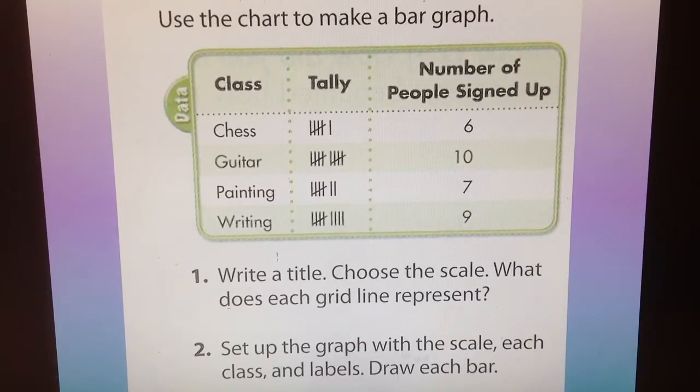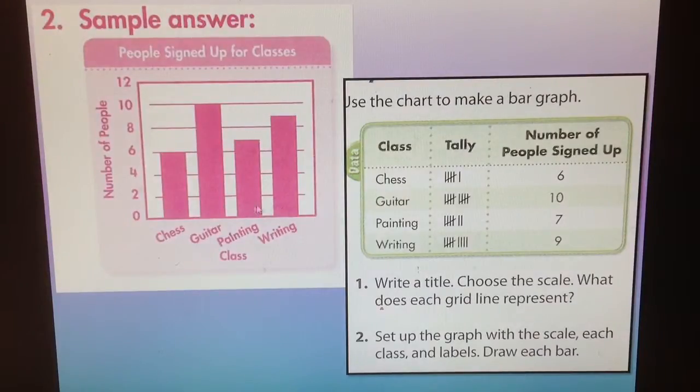Now set up the graph with the scale, so that means each unit line, each grid line counting for a unit of 2. Label the classes, so that means you're writing the words chess, guitar, painting, writing. Write the labels, so say that that's the classes. Labels also mean writing number signed up next to the numbers here. And then of course draw the bars and shade them in. When we're all done, it should look like this. We have a title, People Signed Up for Classes.